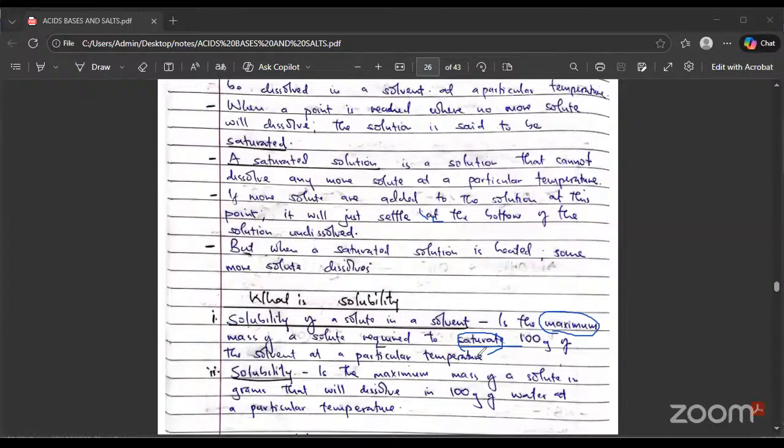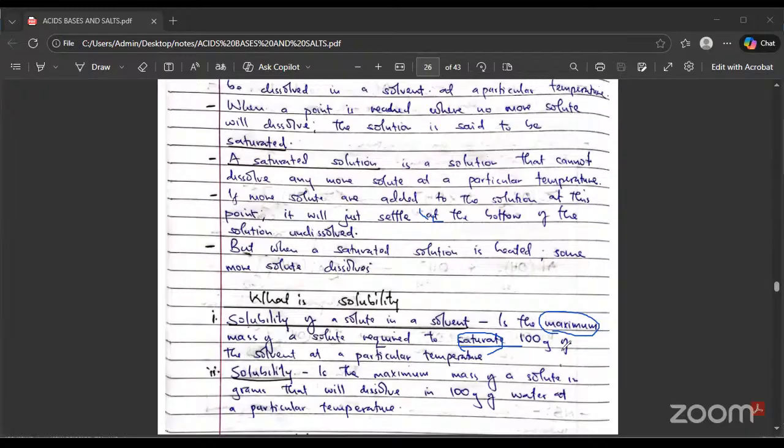This one is very simple because it is short. The reason we normally choose this one is because it is shorter, so it is easy to remember. Solubility is the maximum mass of solute required to saturate 100 grams of the solvent at a particular temperature. Another thing: I'm saying maximum is very important. It must be there for you to get the correct answer. Saturate must be there for you to get the correct answer.